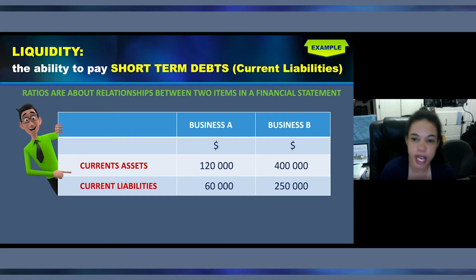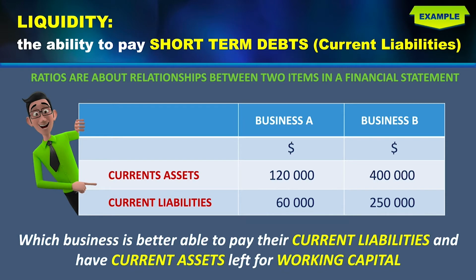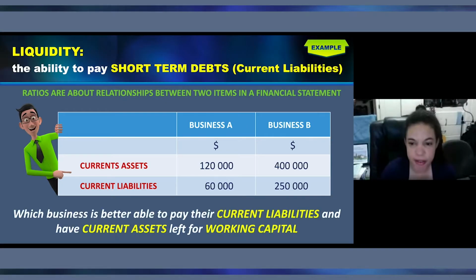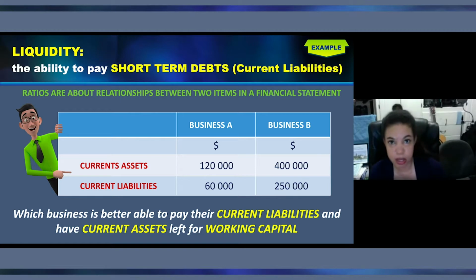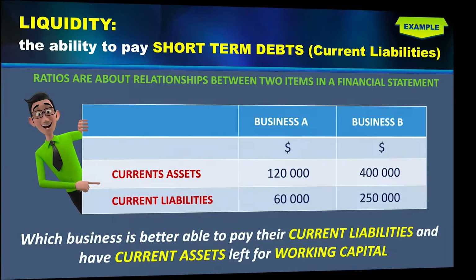So we have two businesses. We have business A and we have business B. And business A has this amount of current assets and this amount of current liabilities. Business B, $400,250. So which business is better able to pay their current liabilities and have current assets left for working capital? What we have here are just the absolute dollar amounts or the monetary amounts, but we want to put it in a ratio form so that we can have a better indication of whether they have the ability to meet the short-term debts.